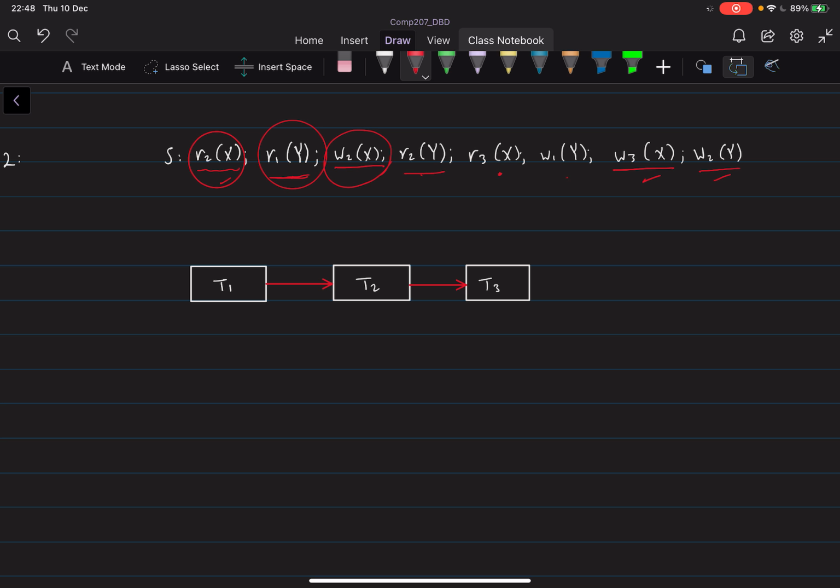Of course, R2 on Y, what do we say is, okay, we discard this, we discard this. No, we don't discard this. So from 2 to 1, actually, there is something. So let's see, from R2 reading on Y to W1 on Y. Then we have something here.